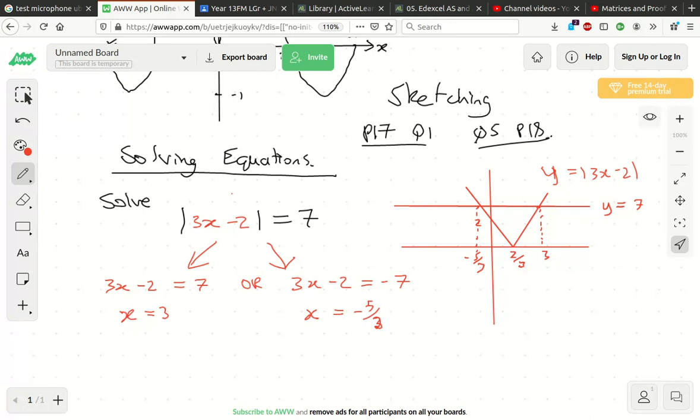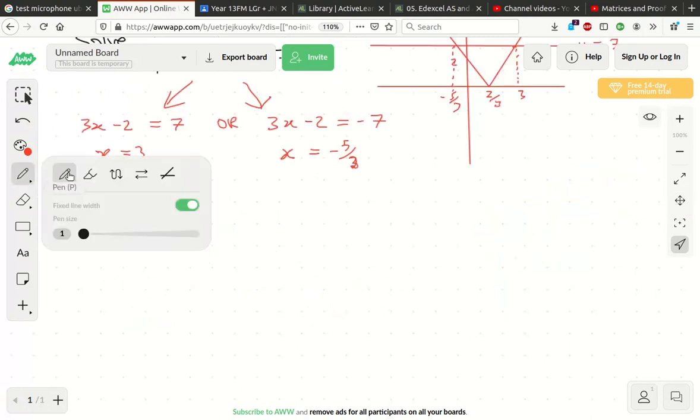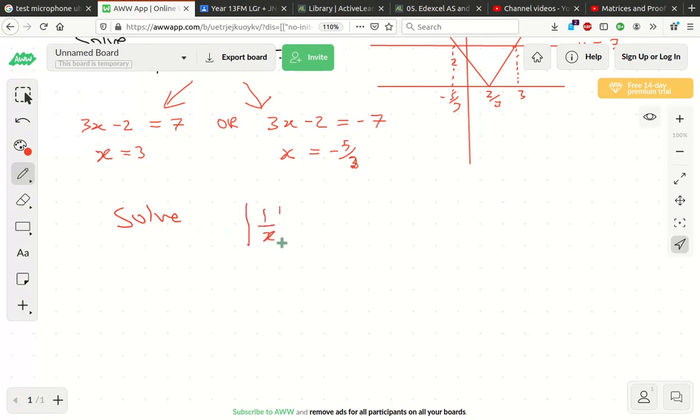Let's do another, more difficult one, though. Actually, I'm really running out of time because I've got an appointment at 3 o'clock at the school. Let's solve this. Solve, and this is just coming from the exercise. This is exercise 1G, by the way, which is what I'm going to ask you to do. Something like the modulus of 1 over x equals 2.